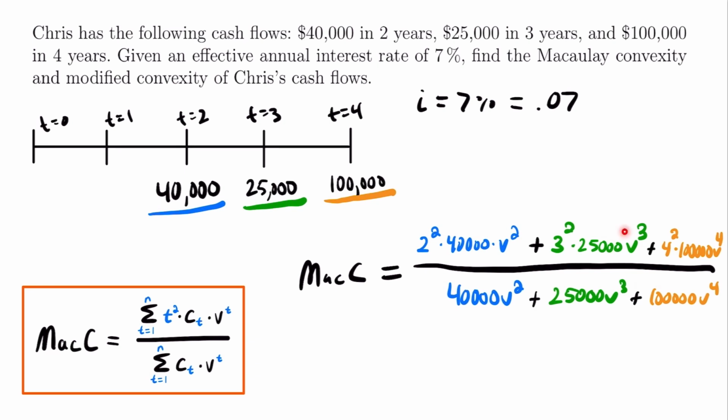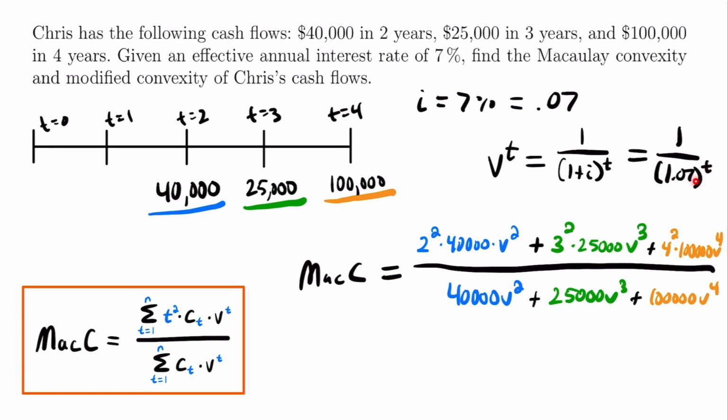So what you can do is plug this expression into your calculator to get the value of the Macaulay convexity. Just remember that we are using an interest rate of 7% or 0.07. Each present value factor is equal to 1 divided by 1 plus i to the power of t, which means that they are equal to 1 divided by 1.07 to the power of t. Whatever the power of those present value factors are determines the power of t in this expression.